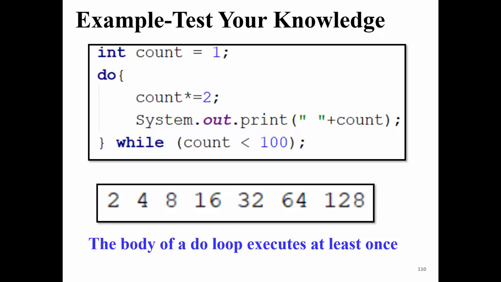So we're not going to stop at 64. At 64, we're going to check. 64 less than 100, that's true. We're going to go back to the do statements and count, multiply by 2. 64 multiplied by 2 is 128. Now we check the condition. The condition is 128 is not less than 100, so we exit. So we have one extra iteration in this case.